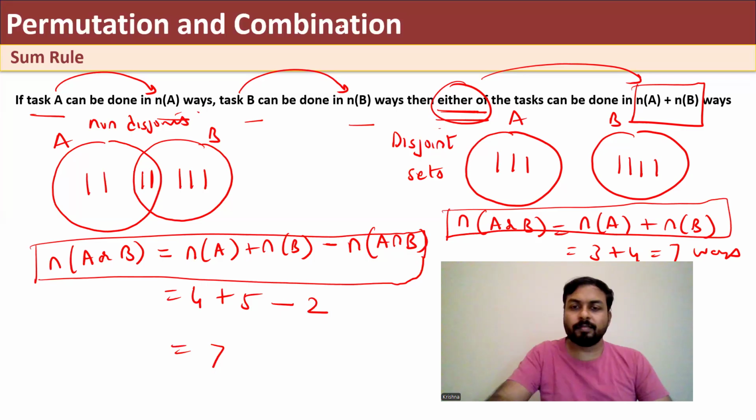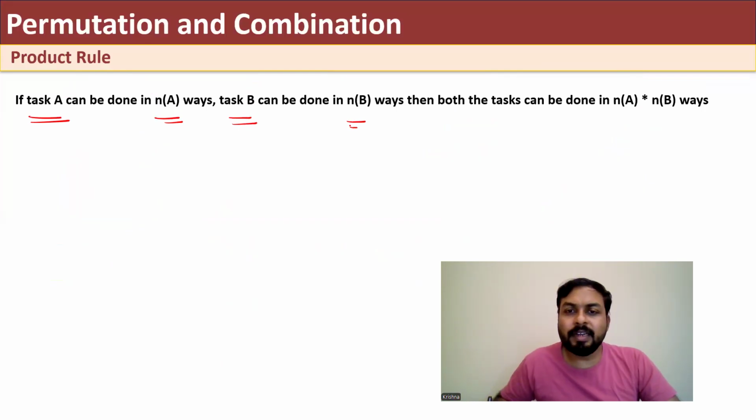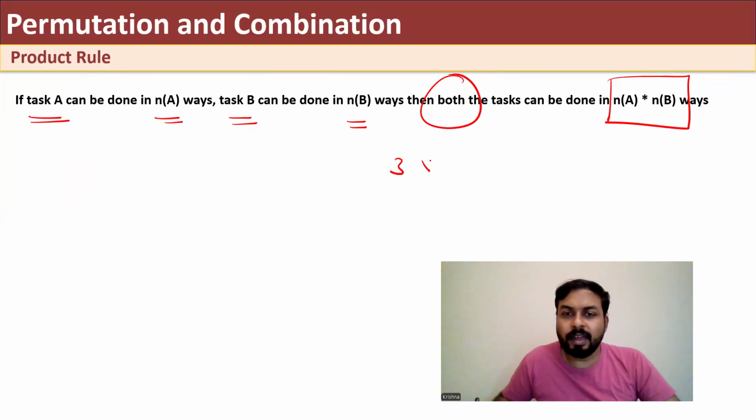All right. Next, let's see the definition of the product rule. The product rule says that if task A can be done in n of A ways and a task B can be done in n of B ways, then both the tasks can be done in n of A into n of B ways. The example of getting dressed: you have 3 shirts and you have 2 pants. So the number of ways in which you can get dressed is 3 into 2, 6 ways.